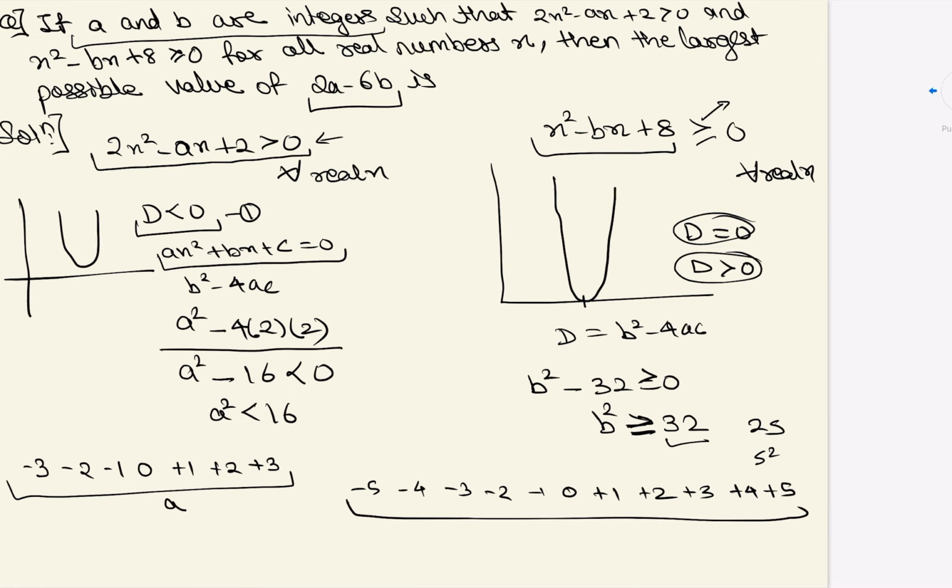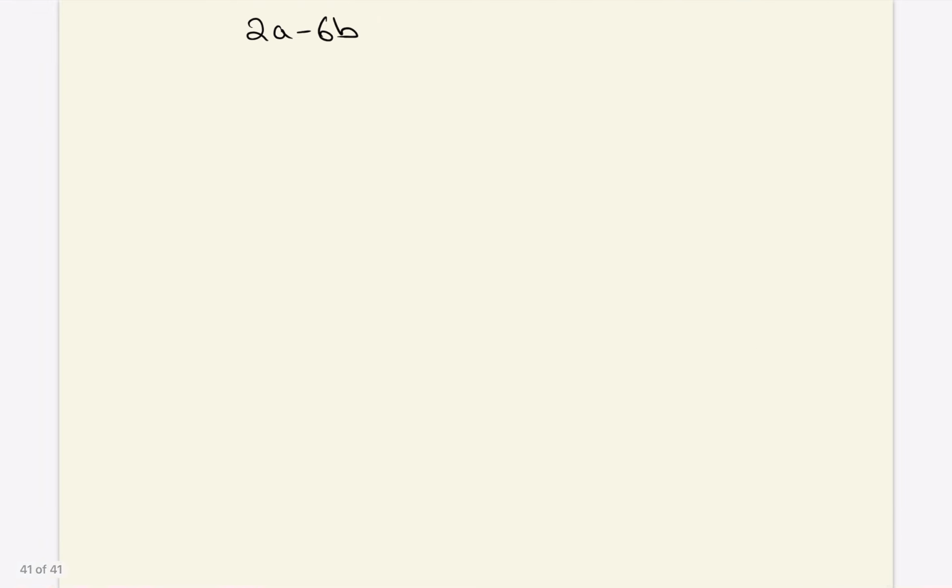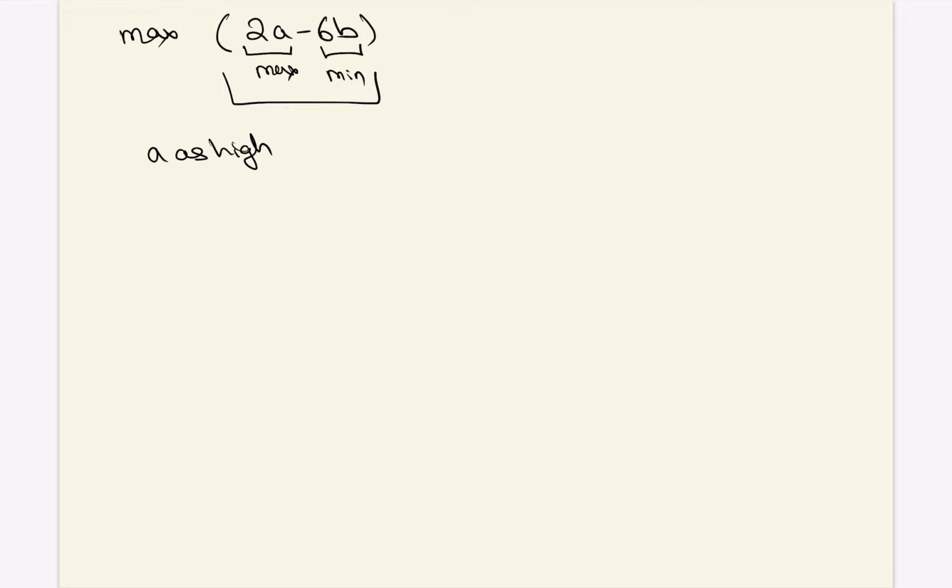Now the function that we need to calculate is 2a − 6b and its largest possible value. So we have to maximize this function. In any function in which there is a difference, the term from which something is subtracted has to be maximized, and the thing that is subtracted has to be minimized, to maximize the whole. Hence a's value should be as high as possible and b should be as low as possible.